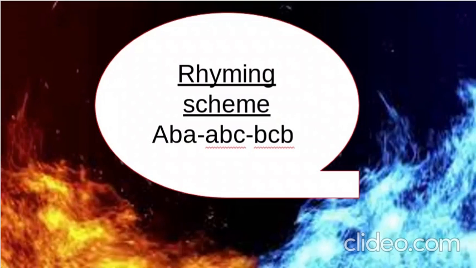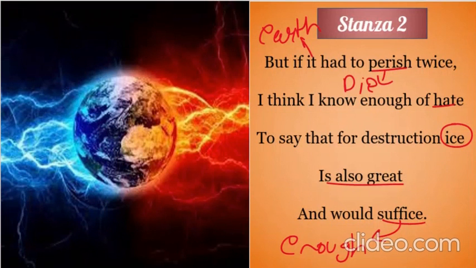So, first one is rhyming scheme. We don't have it stanza-wise or line-wise. It is a whole-poem rhyme scheme. Okay, it is a triplet actually. So it is ABA, ABC, BCB. There are 9 lines in total. So this is what the rhyme scheme is: ABA, ABC, BCB. So let's see how it is. Let's move to our first stanza.